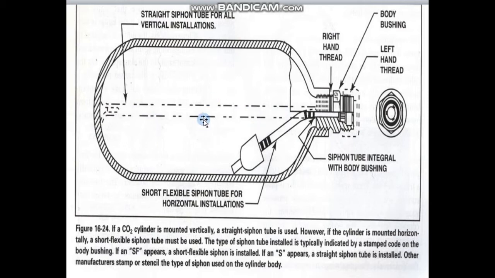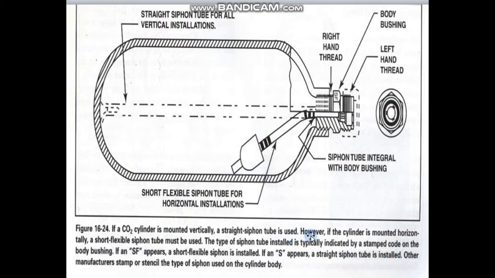Also, if a straight siphon tube is used, you can see a label or stamp on the cylinder that is marked S. If you find S, that means this bottle uses a straight siphon tube.